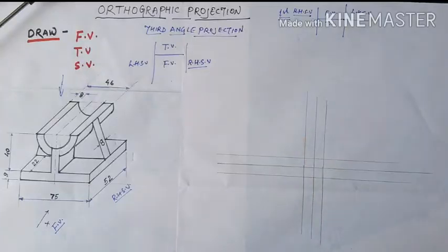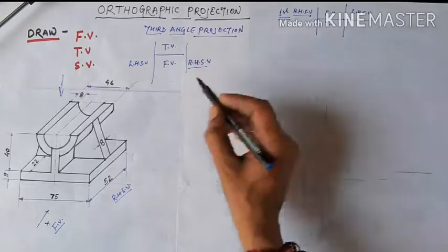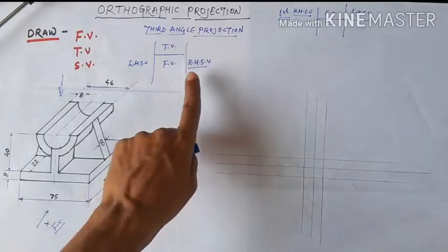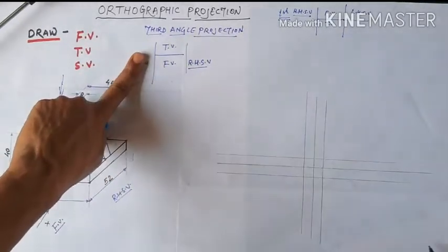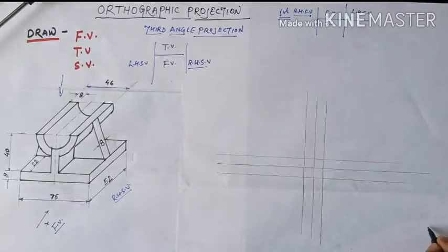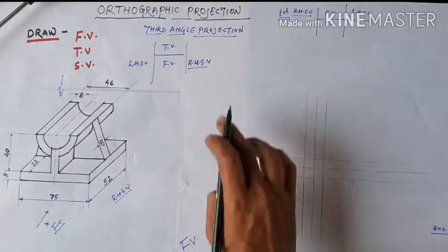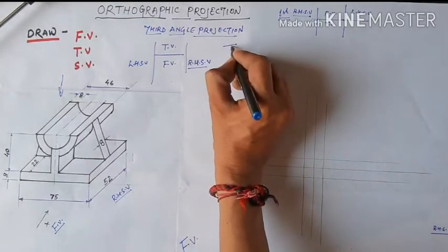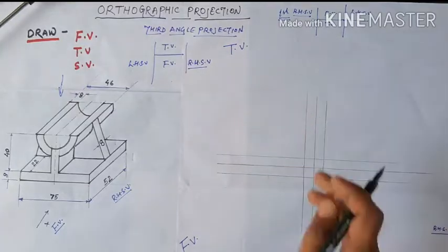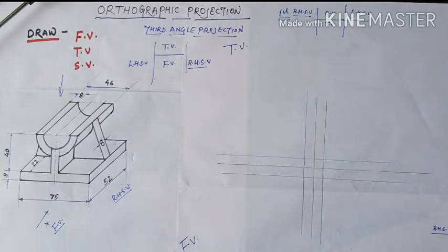Right now we start the construction, putting each view at its proper place. According to this method, we have the right hand side view. This box shows your right hand side view, remember. This is your front view, and just above the front view we draw the top view. This is the place of the top view. Now what we see from the front, top and side view respectively.